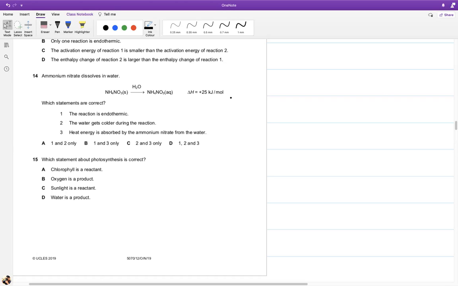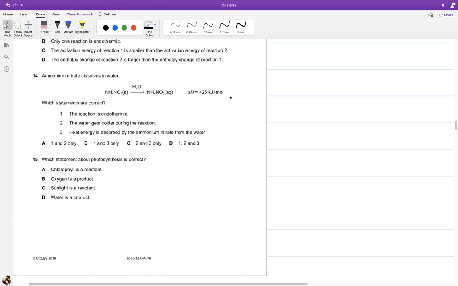Hot water में जल्दी dissolve होगा because it will get that extra energy from water. The water gets colder. Obviously, water is losing energy. That energy is being taken up by the process. So temperature falls. It's an endothermic reaction. Temperature falls. Heat energy is absorbed by the ammonium nitrate from the water. Yeah, that is again right. So 1, 2, and 3, all three of them correct.